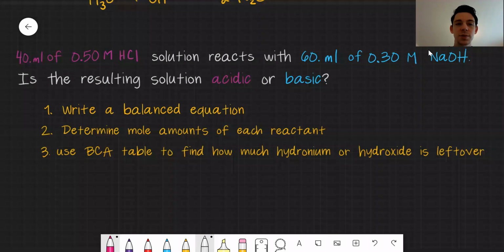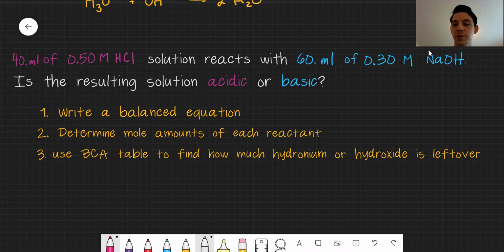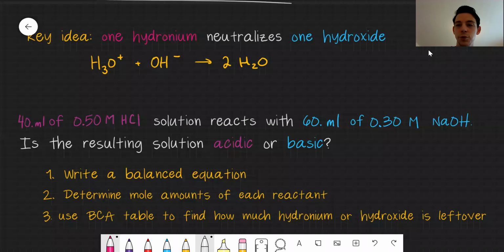This tells me 40 milliliters of 0.5 molar HCl, which is a strong acid, reacts with 60 milliliters of 0.3 molar NaOH, a strong base. Is the resulting solution acidic or basic? Again, looking at our key idea here, one hydronium neutralizes one hydroxide, and we want to see which one we end up with in the end after we've neutralized all of either our hydronium or hydroxide.